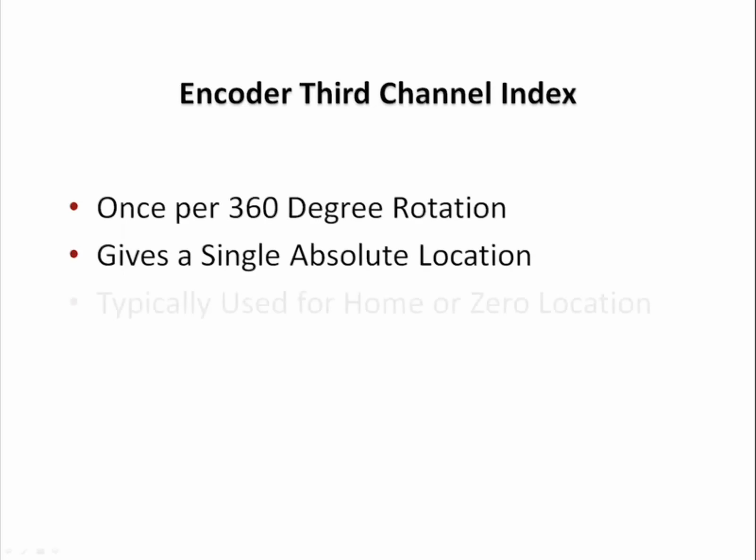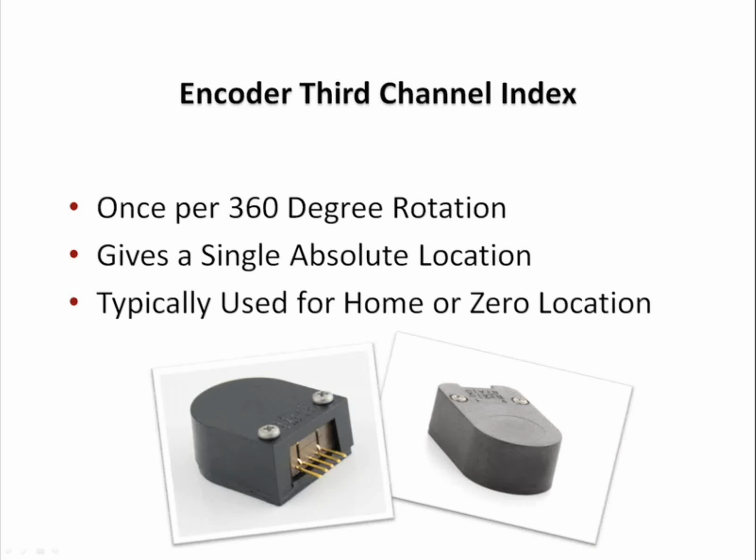So really the takeaways now for encoder third channel index is that it's a once per rotation signal. It gives the absolute position in that rotation. So mechanically, when the index occurs, you're at exactly the same location. And a lot of times an index is used for a home or zero location in your system design, as opposed to using a mechanical limit switch or some other type of device to provide a single pulse indication.